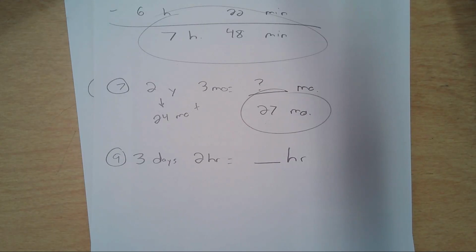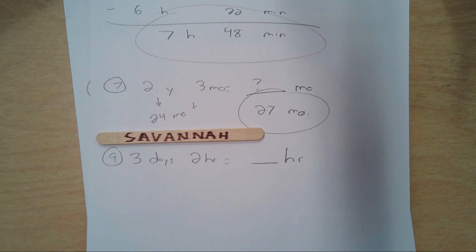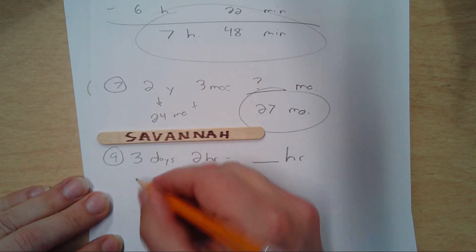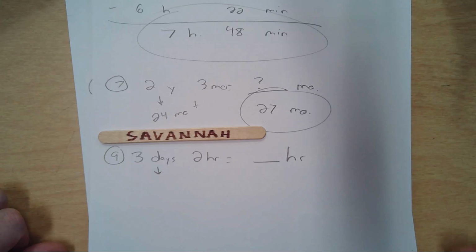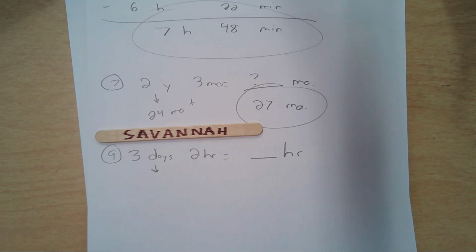This one's very similar to Sierra's problem, just a different conversion. All right, walk me through. How did you do it? What are you thinking, Savannah? I thought it was 3 hours, not 3 days. Well, what are you going to do with 3 days? So 1 day is 24 hours. How would I figure out how much 3 days are?